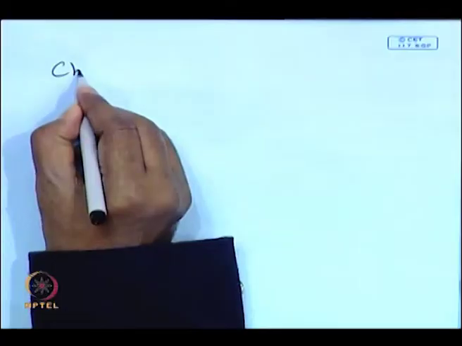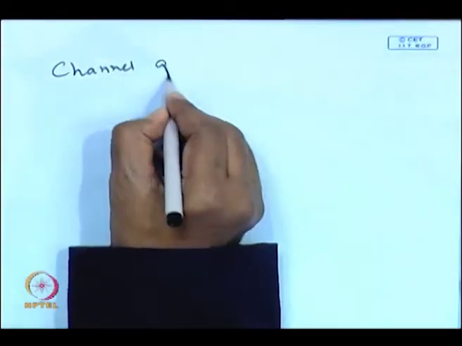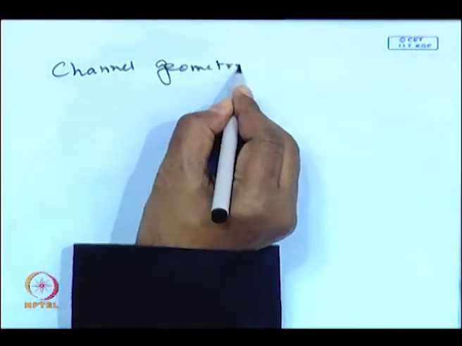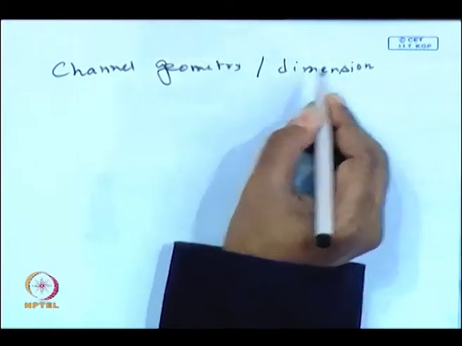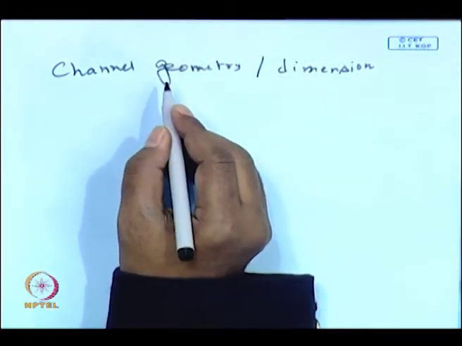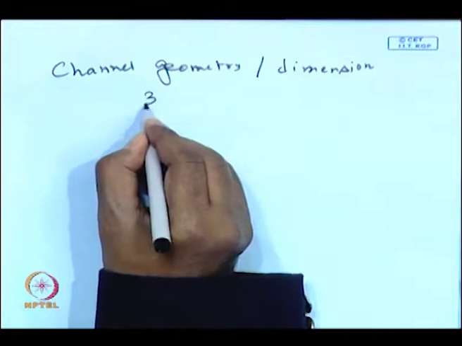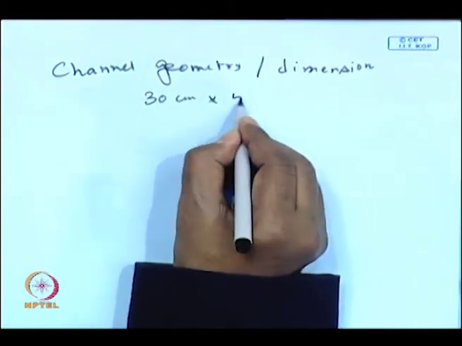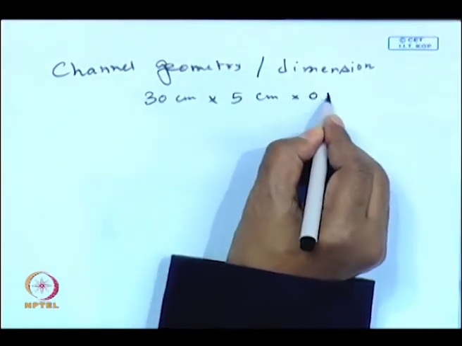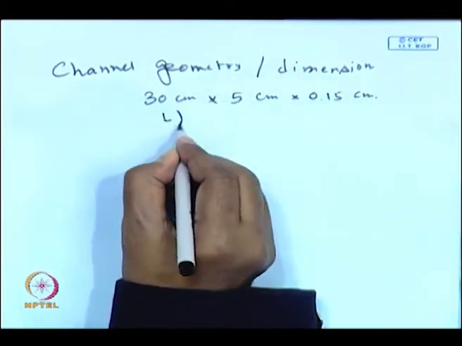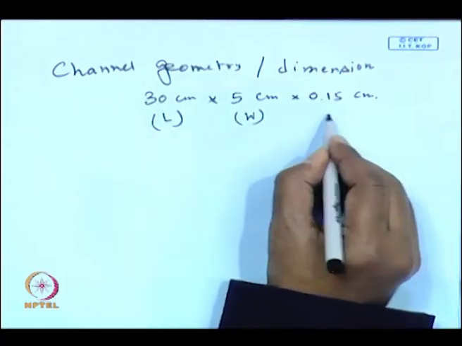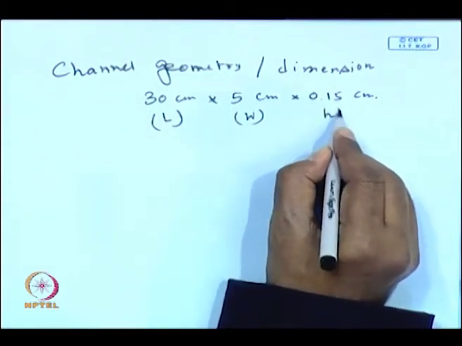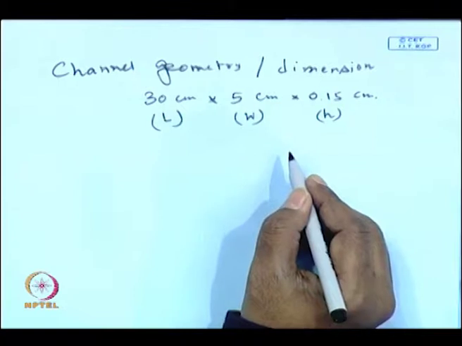The channel geometry is given. The dimension is 30 centimeter, 5 centimeter cross 0.15 centimeter. This is the length 0.3 meter, this is the width 0.05 meter and this is the height 0.15 meter. Okay.